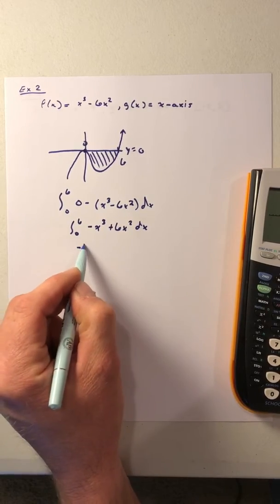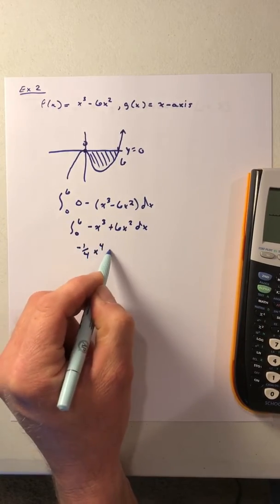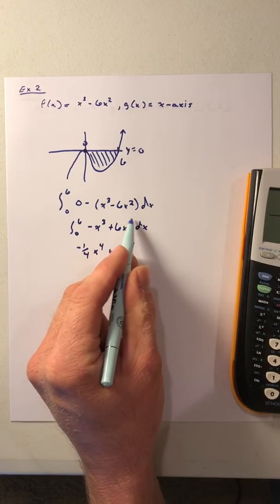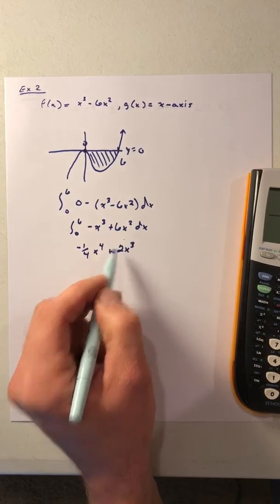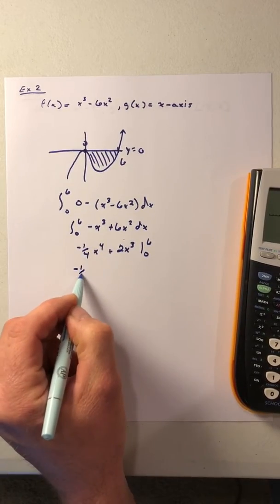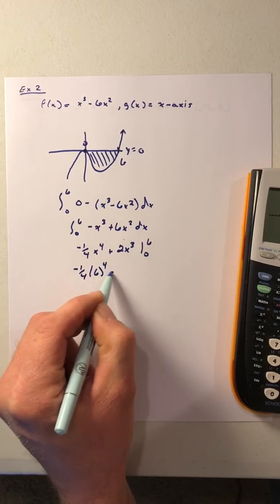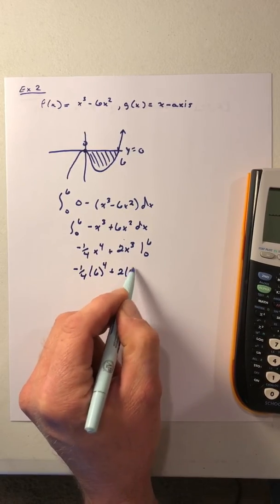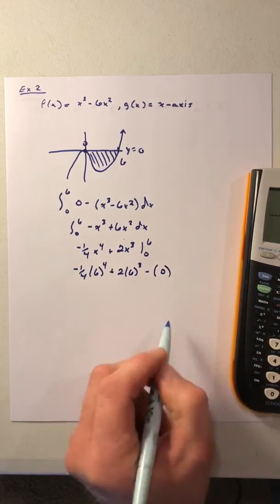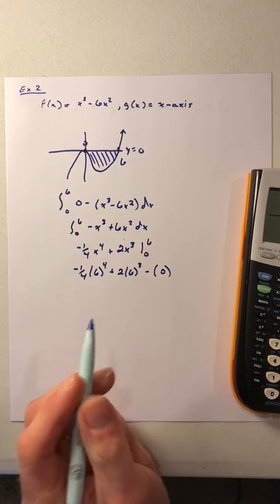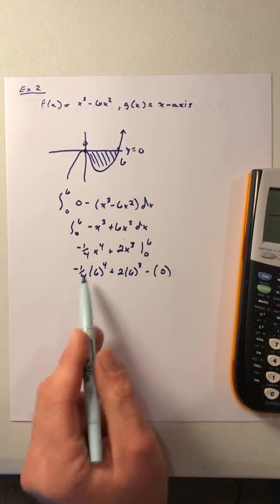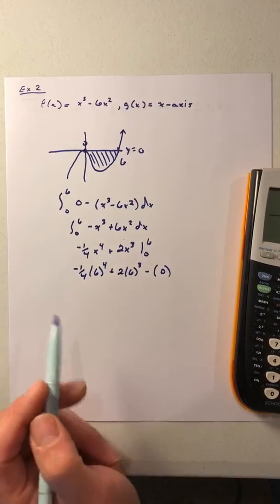Again, I can integrate this by hand. Negative 1/4 x to the fourth plus 2x to the third. If I increase that to 3, divide by 3, 6 divided by 3 gives me my 2. And I'm going from 0 to 6. So I have negative 1/4 of 6 to the fourth plus 2 times 6 to the third minus, plugging in 0 again, I get 0. I'm going to put that placeholder just so I don't lose it. And there's going to be my answer. Again, I can work this out if I want. Extended response, we can leave it.